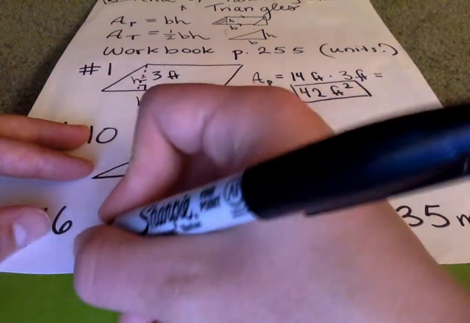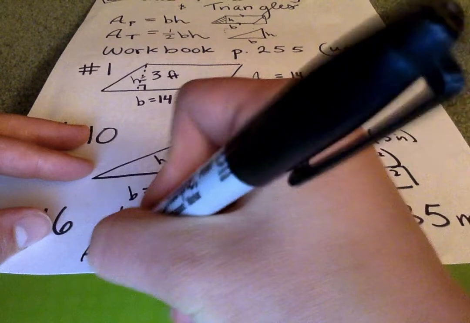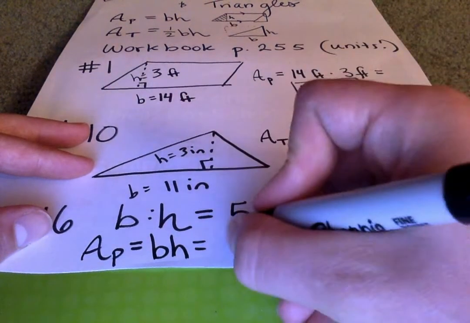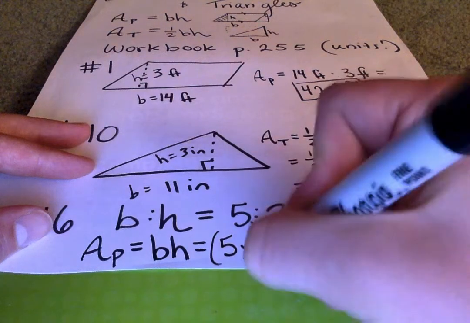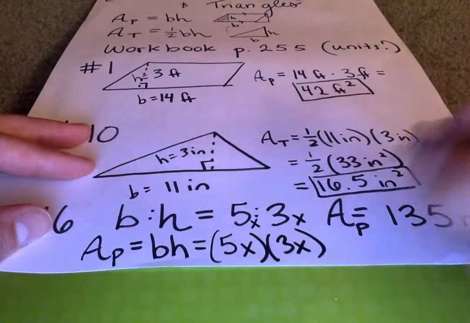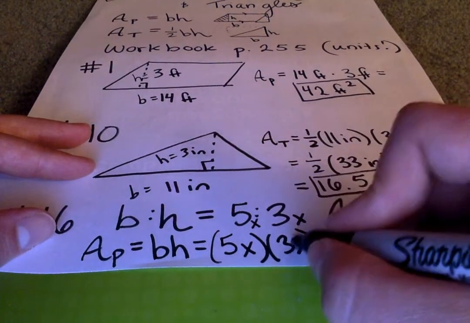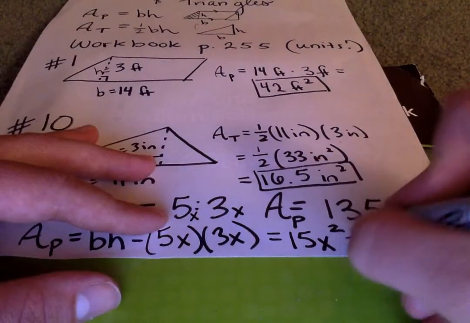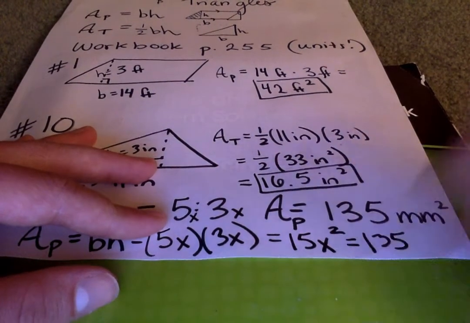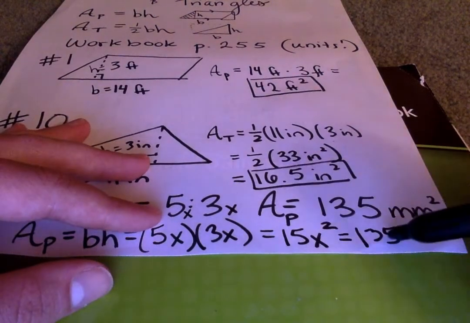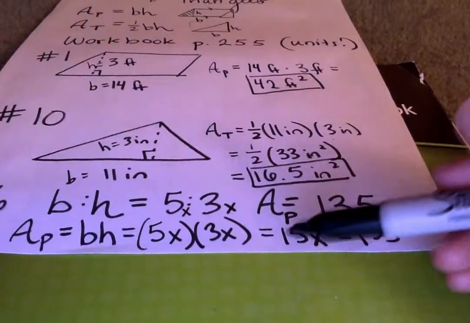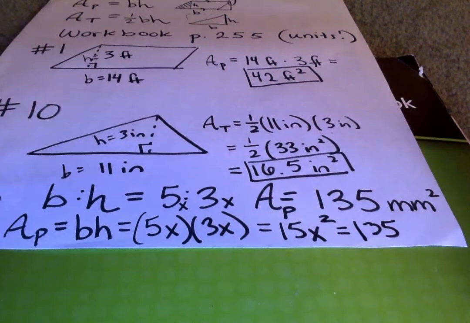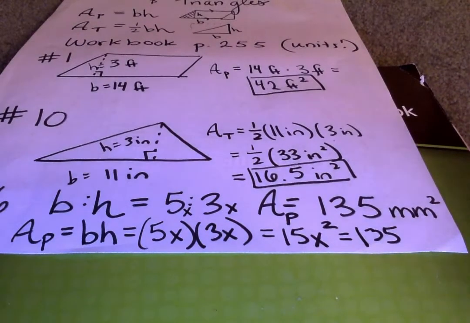So our equation is just area of a parallelogram, which is base times height, which in this case is 5x times 3x equals, that's 15x squared. So 15x squared equals 135, because we were told that the area equaled 135. Then your job would be divide both sides by 15 and then square root to get x. So I just gave you a little hint on 16 because it's a little bit harder as a word problem.